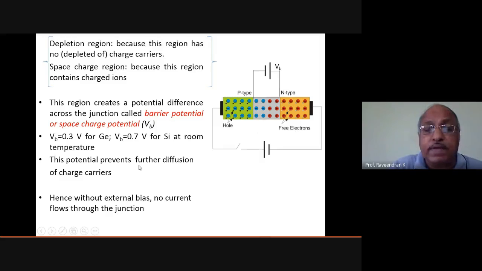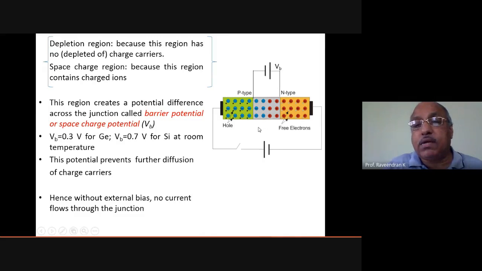This potential prevents further diffusion of charge carriers. So initially, this potential, created due to space charge, ultimately prevents the further diffusion of electron-hole pairs here. So at the PN junction region only, this space charge potential appears.